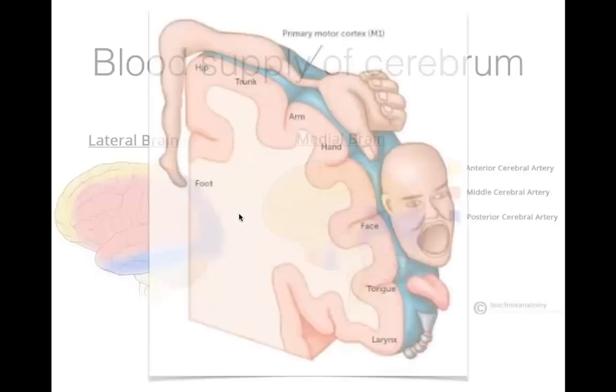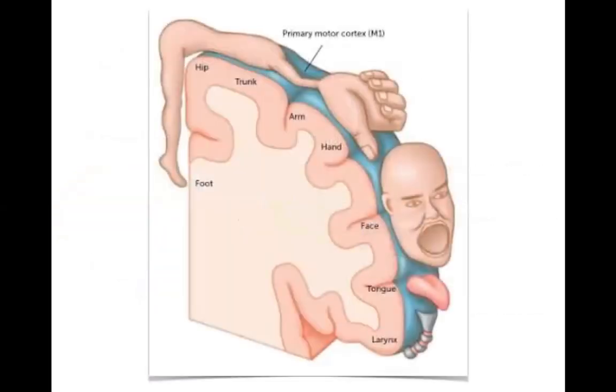Now, this is very important because each part of the brain also has a representation in terms of the part of the body that it supplies. And this is represented by what we call the homunculus. So as we can see here, if we take a look at the primary motor cortex, each part of the motor area has a corresponding visual representation of the part of the body that it supplies.